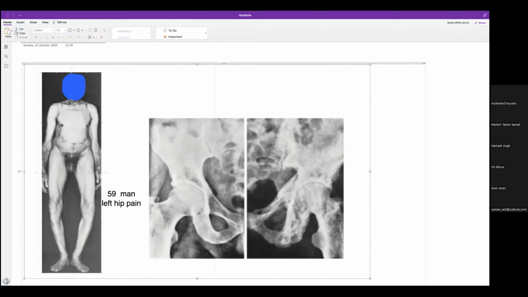What would you like to know? His presenting complaint: for how long has he been suffering from this pain? Is it increasing or decreasing, interfering with his daily activities, or any relieving factors?